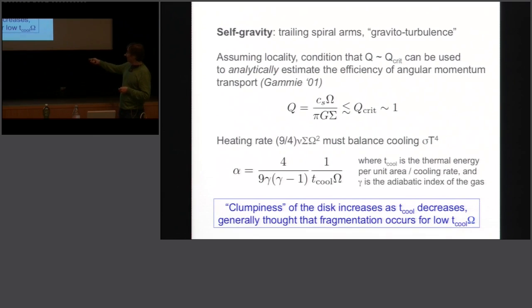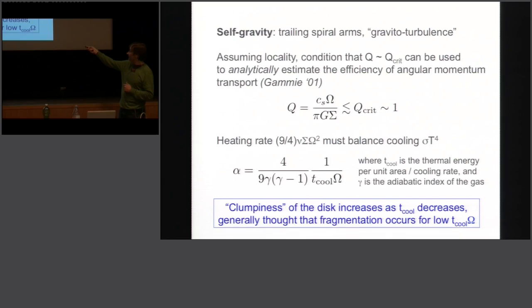Well, if the disk can cool efficiently, so if the cooling time is rather short, that means it's getting rid of its thermal energy very quickly, and so the turbulence has to be very vigorous in order to generate enough energy to balance that cooling, to produce enough heating to balance the cooling. So in practice, in a self-gravitating disk, this means the disk has to be very clumpy, and then, if you like, those clumps are colliding together and producing the heating, which is then being lost as cooling. So a disk that cools very rapidly, that can cool efficiently, has a high alpha. The gas will be flowing very rapidly through that disk towards the star to generate the amount of heating to balance the cooling.